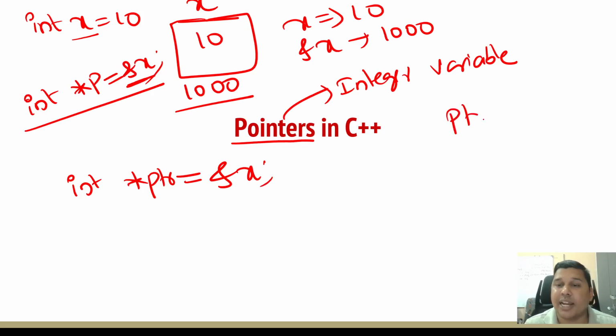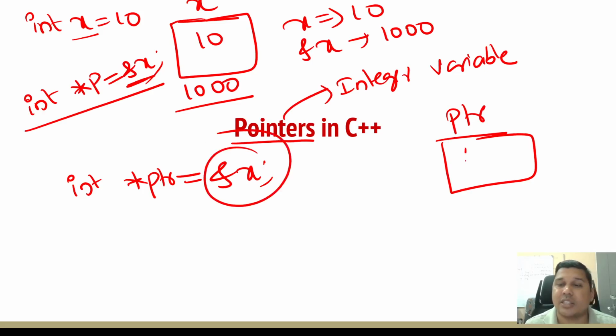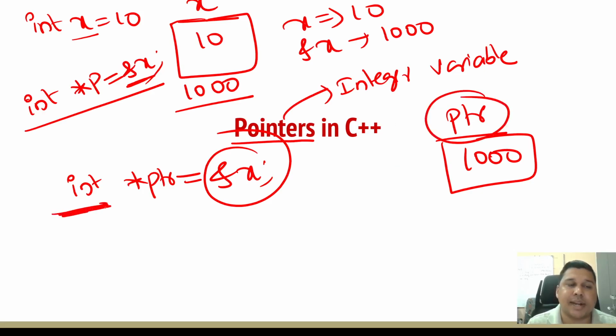It means it will create another variable ptr. In that it will store the address of x, that is 1000. And since this is also a variable, because it has a declaration and a data type, it will have some address too. So we are using a pointer variable to store the address of another variable.